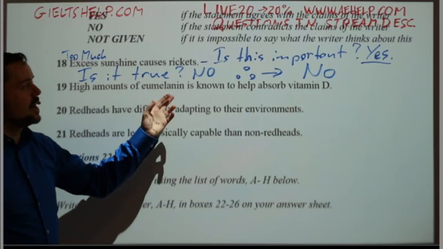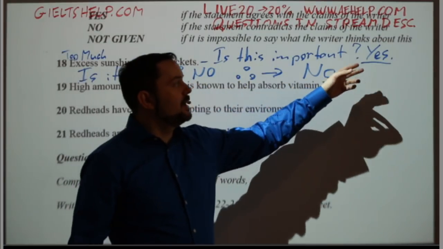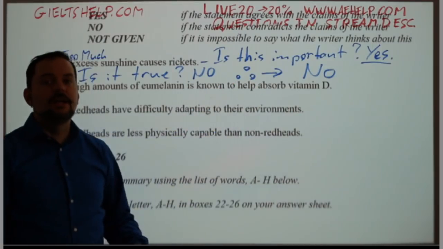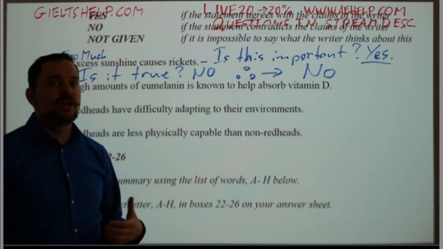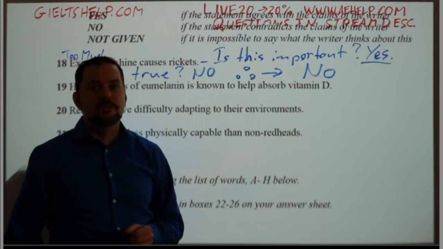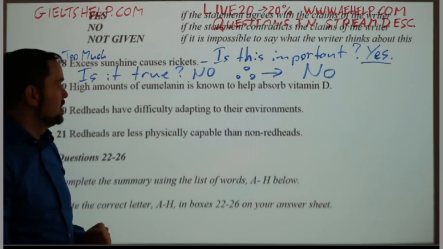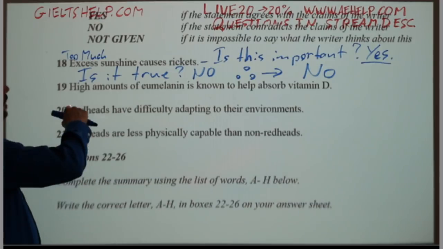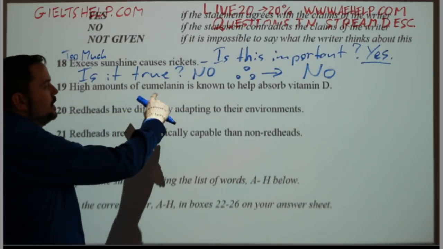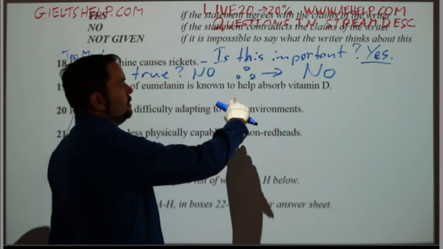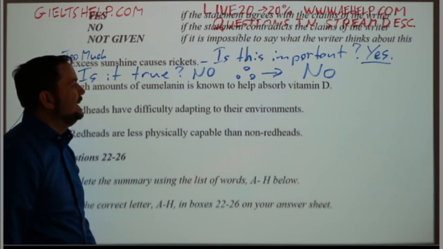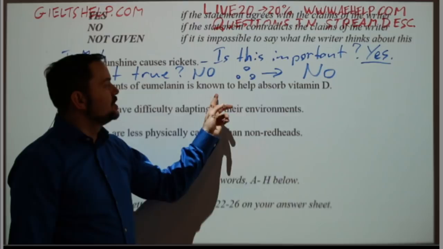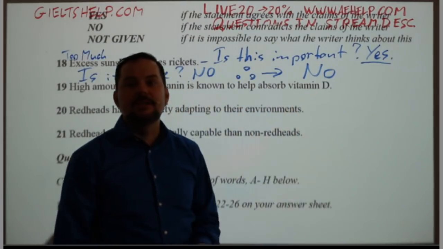So this is the strategy. Is it important for the passage? Yes, it is. Is it true? No, it's not, all right? If you read this passage, guys and girls, with me, you should have gotten this one correct. This should not be a difficult question, okay? Now, here we go. High amounts of eumelanin is known to help absorb vitamin D.